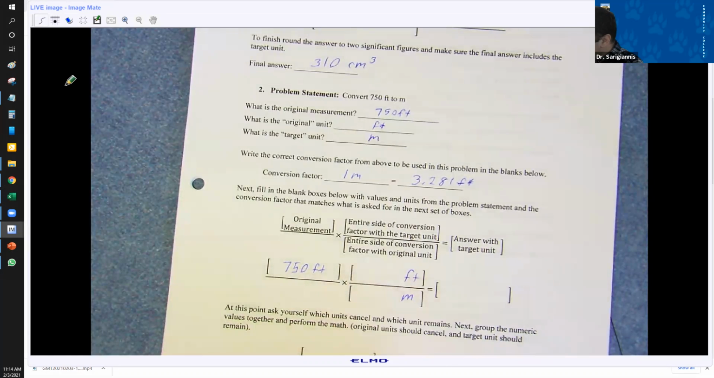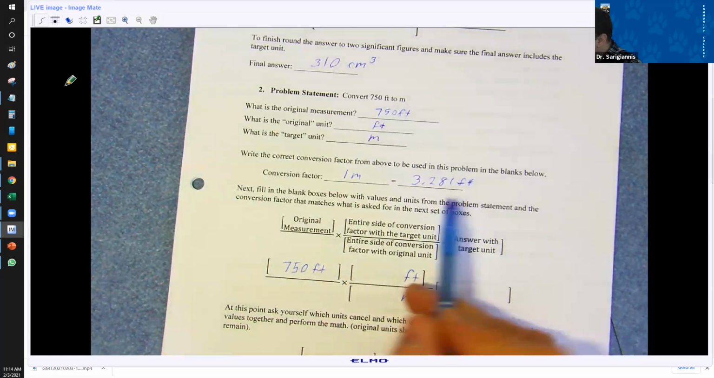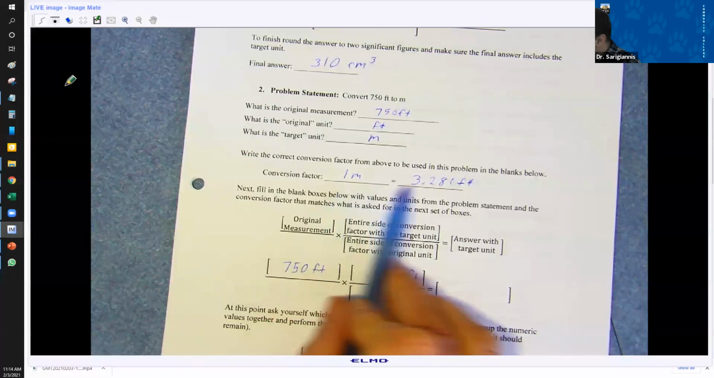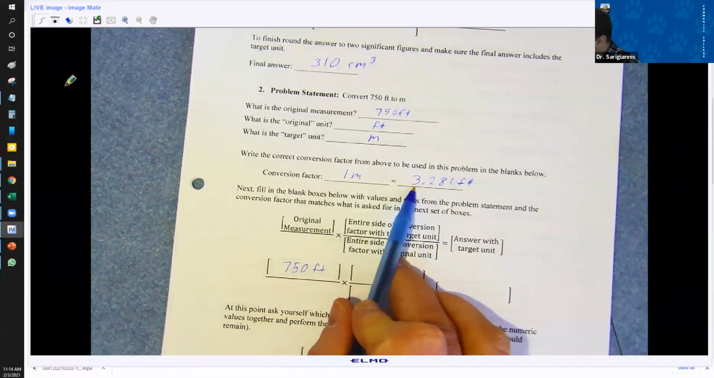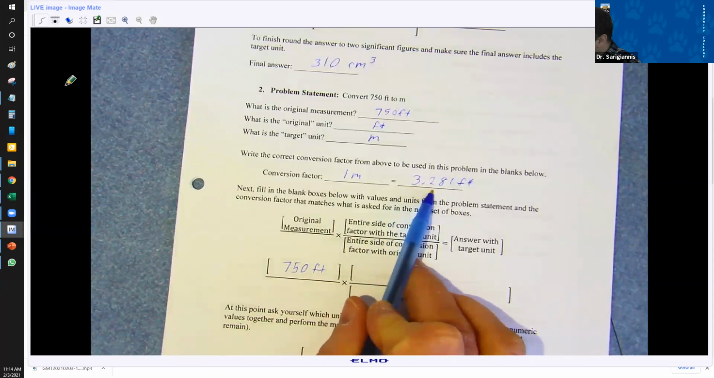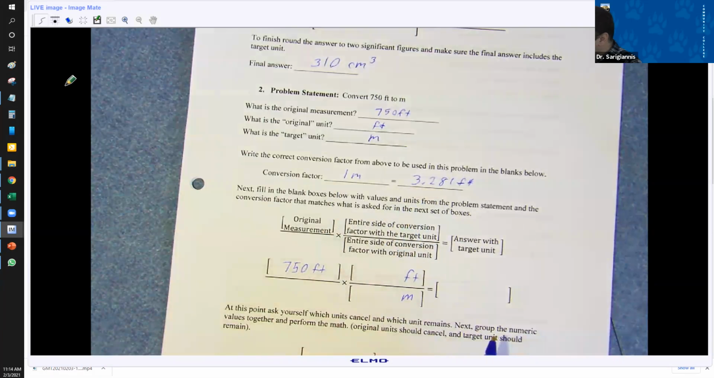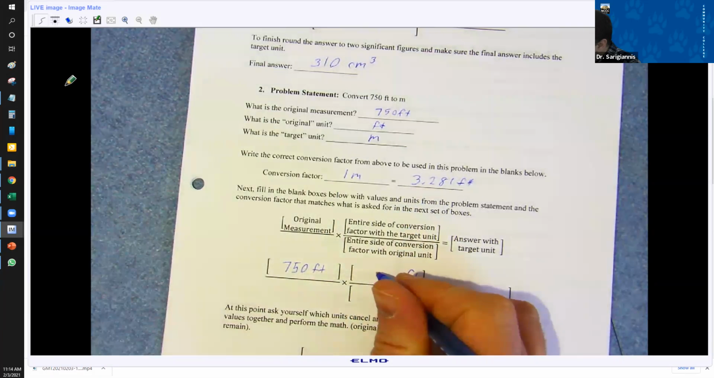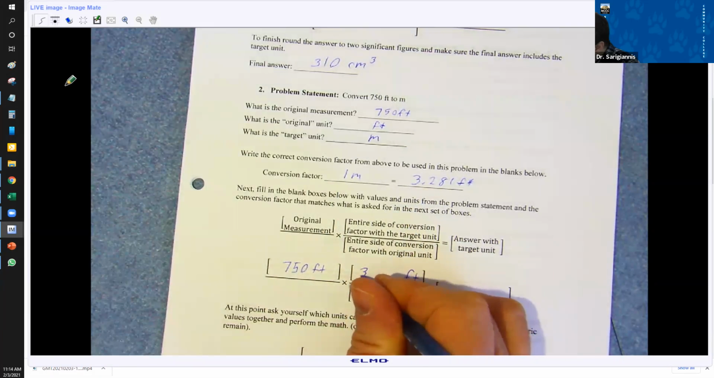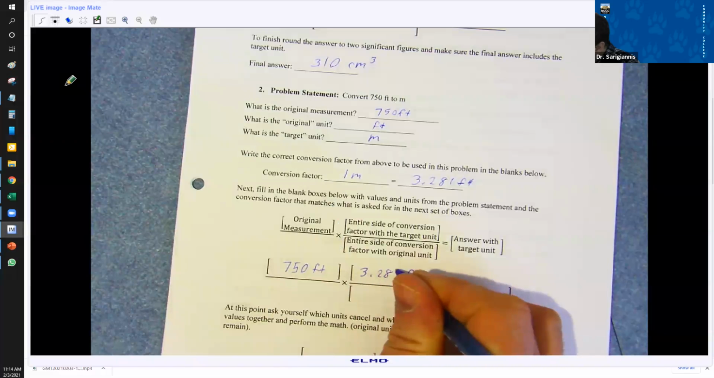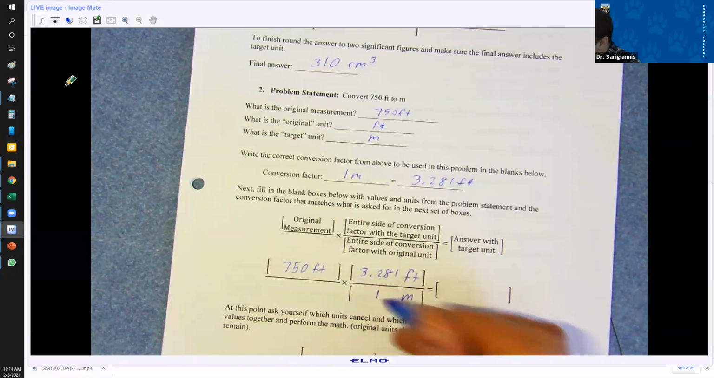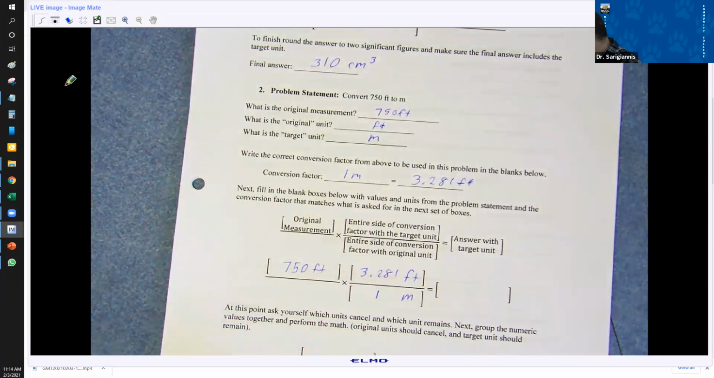So it really doesn't matter what conversion you're given, right? You could be given that 2 meters is, I don't know, whatever that is, 6 point, I guess that would be 6.562 feet, right? You could be given that, and it's the same ratio. So here we're given 3.281 feet is 1 meter, and then you get an answer with your target.